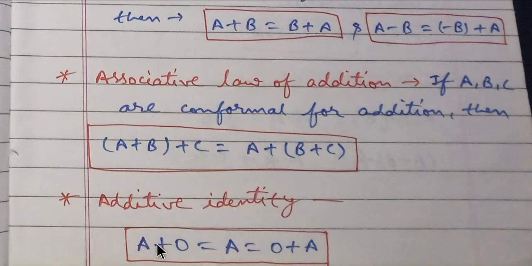From here we can add another line: 0 will be the additive identity for any given matrix, whether it is a square matrix, a rectangular matrix, an upper triangular matrix, or a lower triangular matrix. It doesn't matter. 0 will be the additive identity for any matrix.